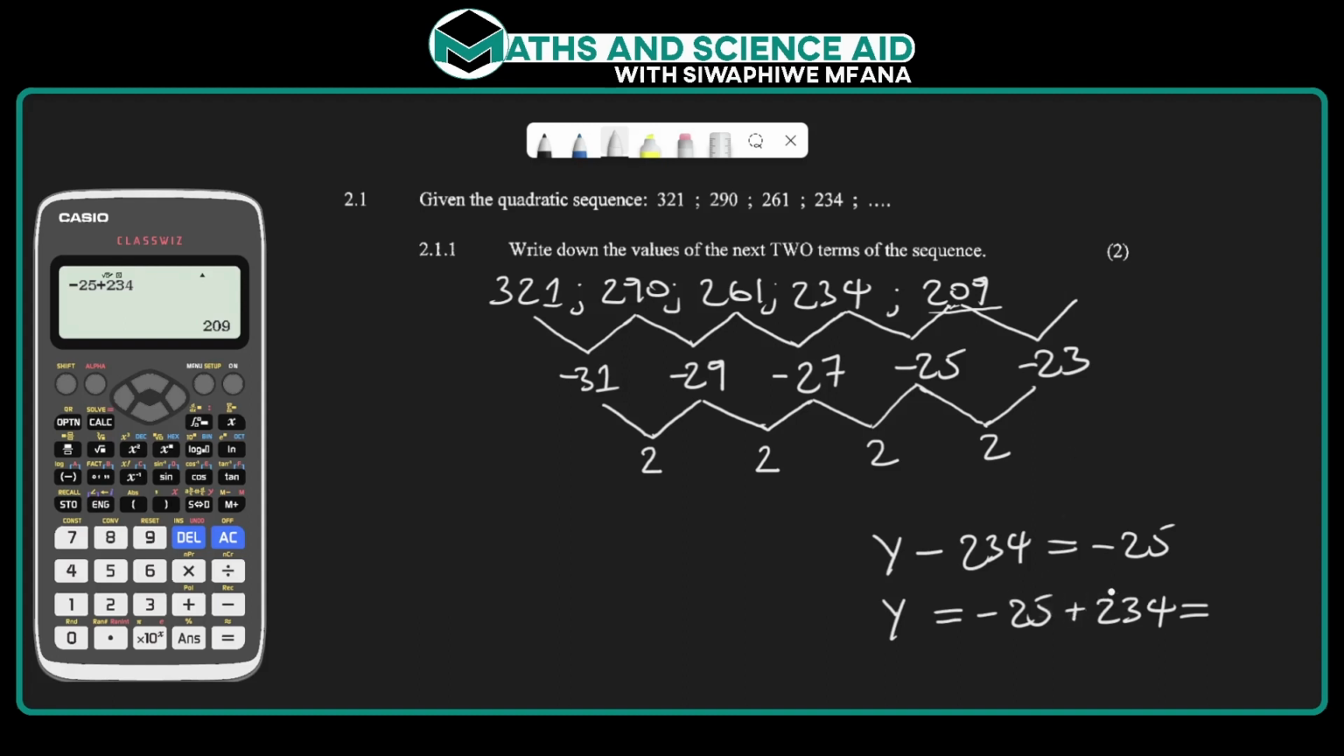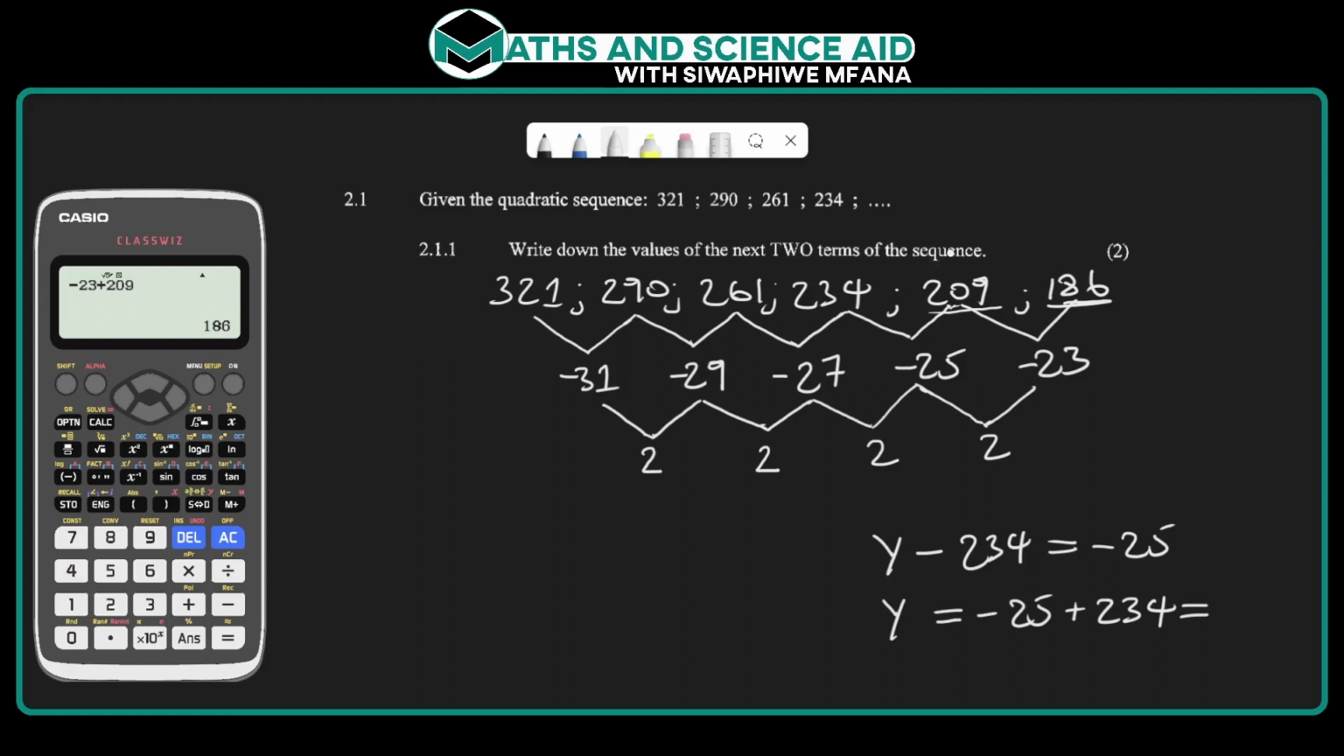Using the same procedure, we simply need to add this negative 23 to 209, or we need to add 209 to negative 23. So minus 23 plus 209 will give us the next term, which is going to be equal to 186. So these are the next two terms of our sequence.